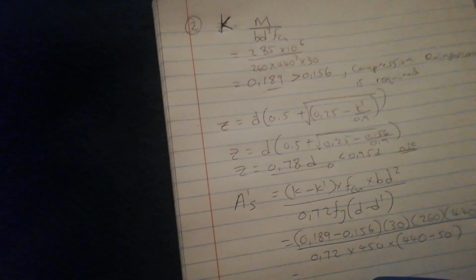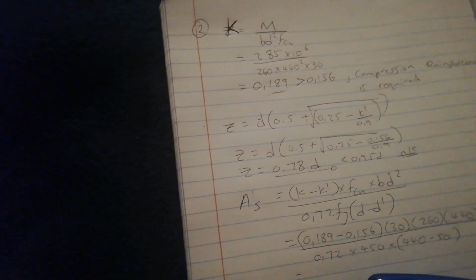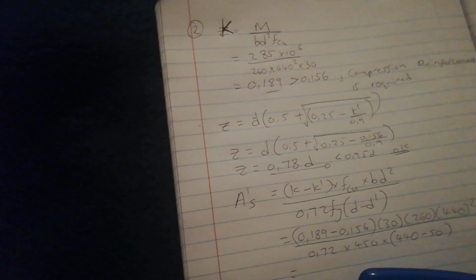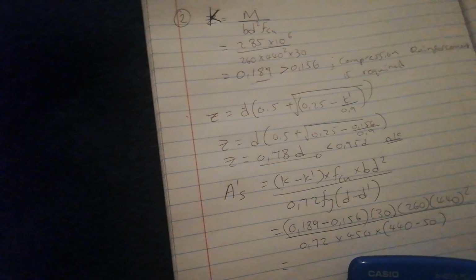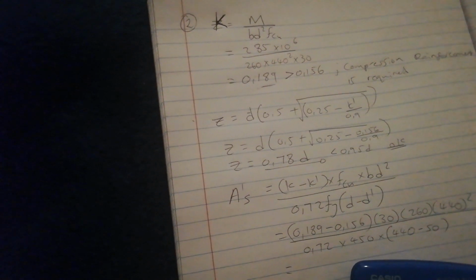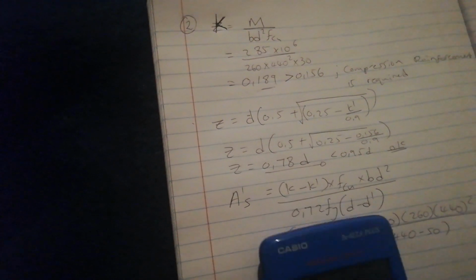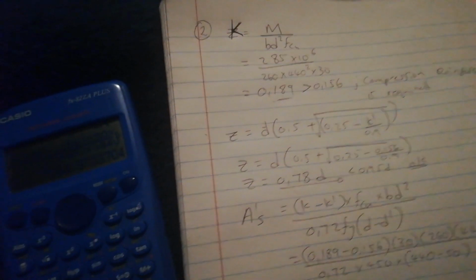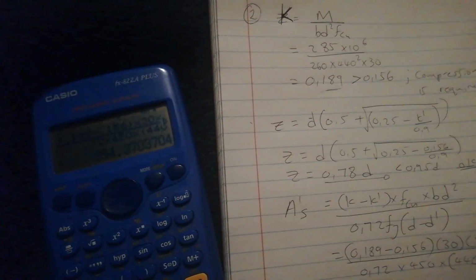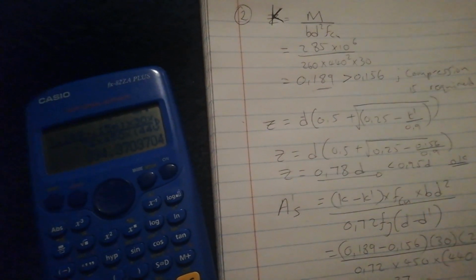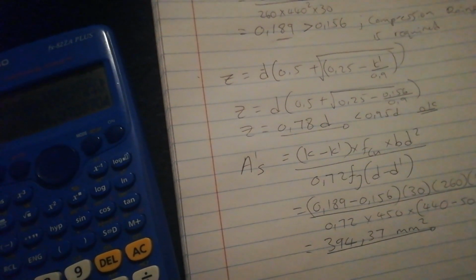So the answer will be 0.189 minus 0.156 times 30 times 260 times 440 squared, divided by 0.72 times 450 times open bracket 440 minus 50 close bracket. The answer I get there is 394.37 millimeter squared. So we found the area of compression reinforcement.